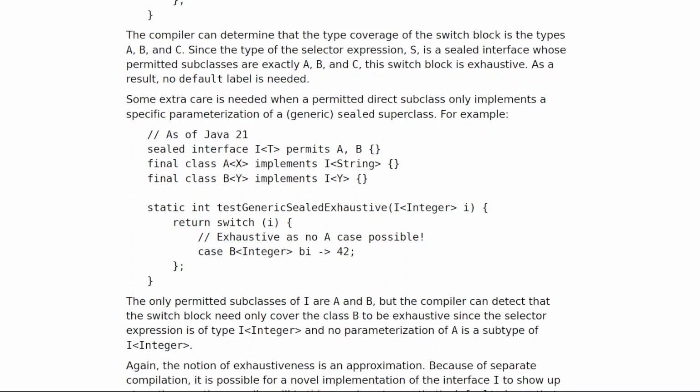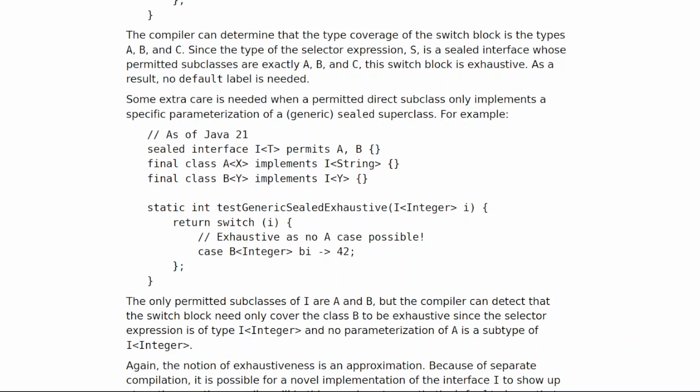The only permitted subclasses of I are A and B, but the compiler can detect that the switch block need only cover the class B to be exhaustive, since the selector expression is of type I<Integer> and no parameterization of A is a subtype of I<Integer>. Again, the notion of exhaustiveness is an approximation. Because of separate compilation, it is possible for a novel implementation of the interface I to show up at runtime, so the compiler will in this case insert a synthetic default clause that throws.